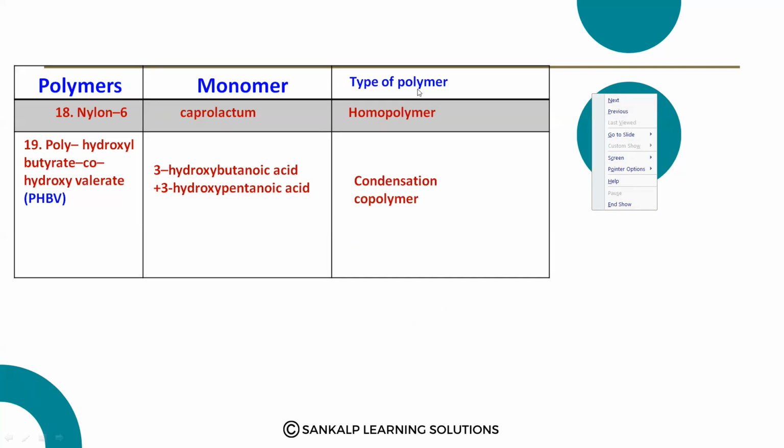Suppose in nylon 6,6, the nylon 6,6 is called as what? It is called a polyamide. Why? Because it consists of amide linkage. So they are classified based on the type of functional group they have. You need to know the monomer present in that. Like this, you need to remember the things. I hope this session is clear.